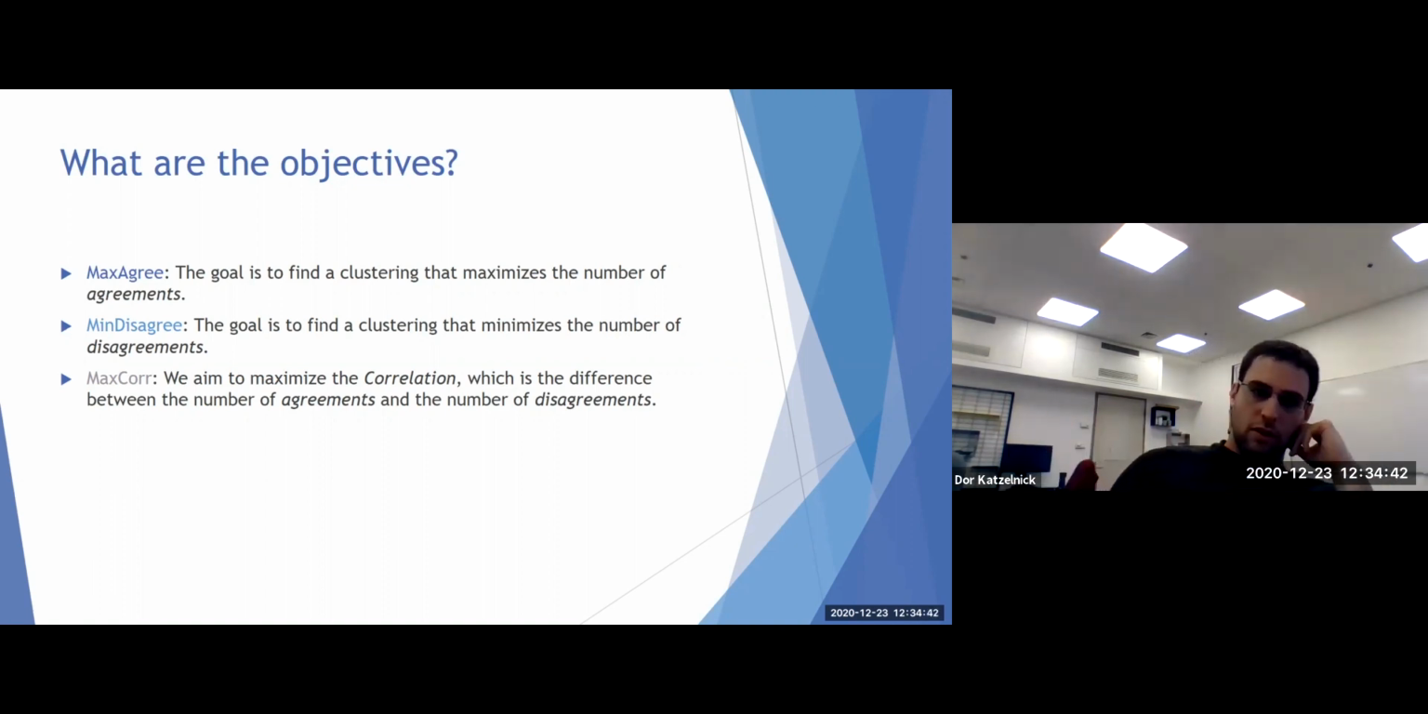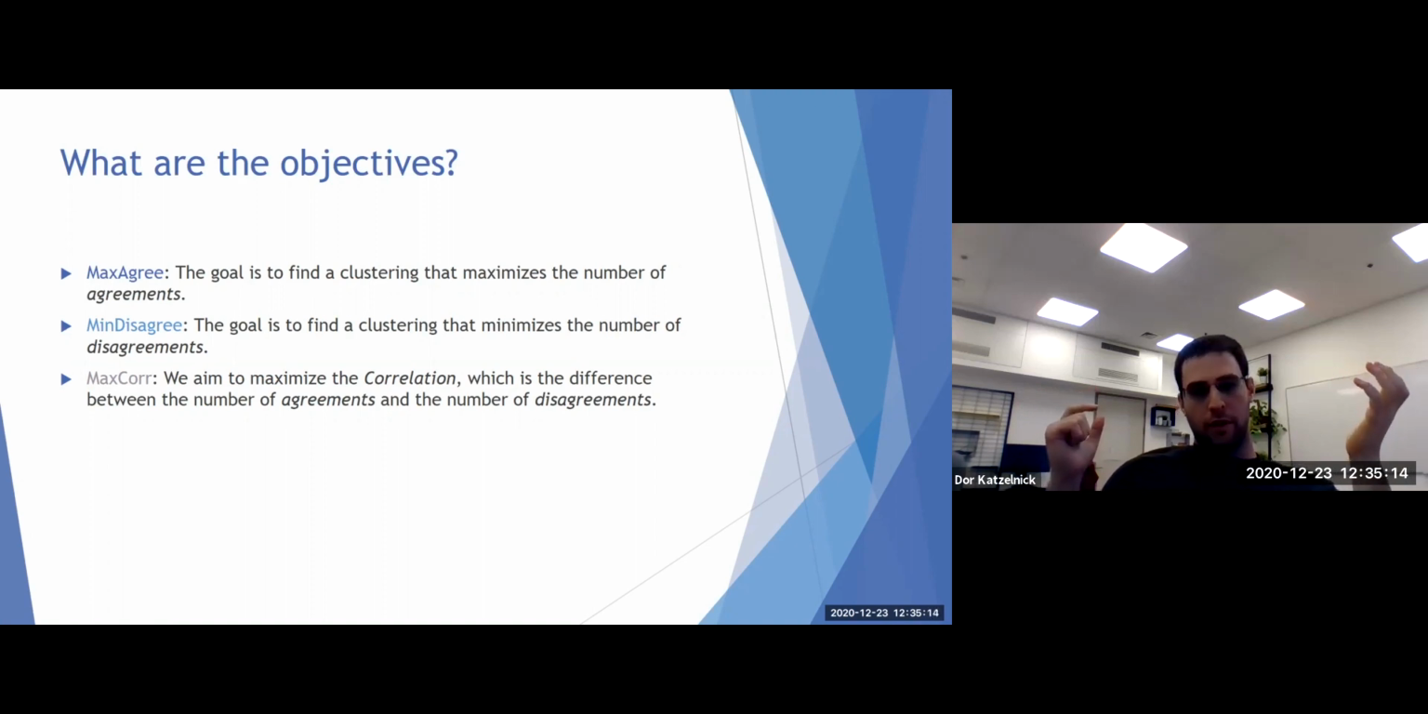The third objective is called max score. Here we want to maximize the correlation. And what is the correlation? The correlation of a clustering is just the difference between the number of agreements and the number of disagreements. You take all the agreements in the clustering and subtract the number of disagreements, and what you get is the correlation. Intuitively, you can think about it as trying to simultaneously maximize the number of agreements and minimize the number of disagreements.